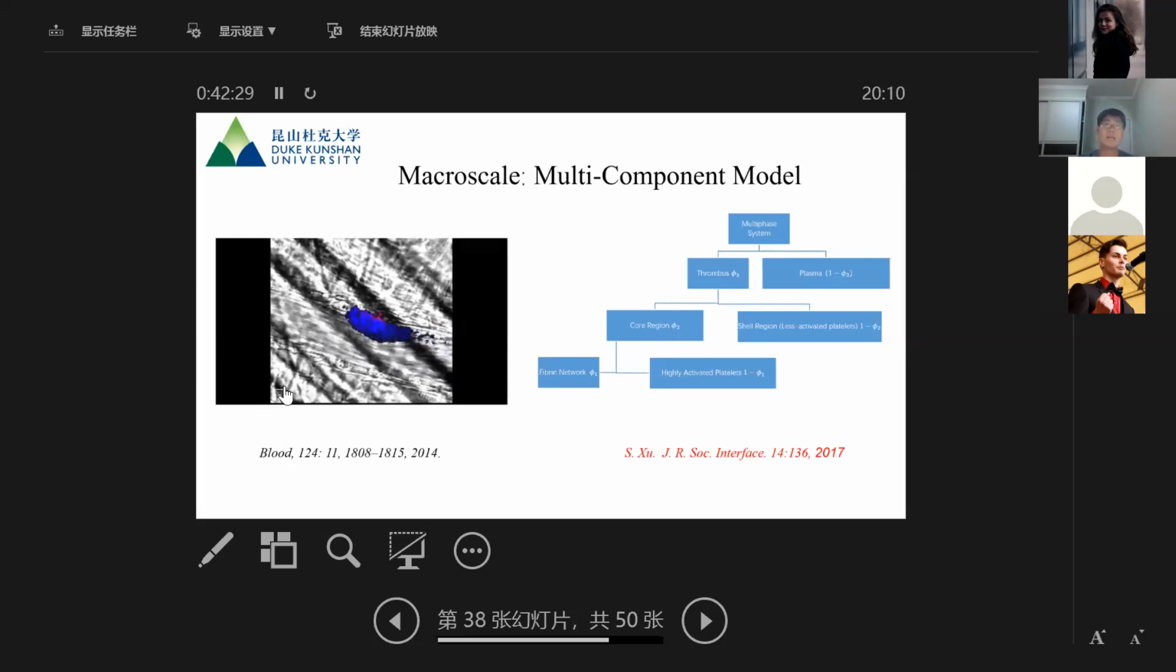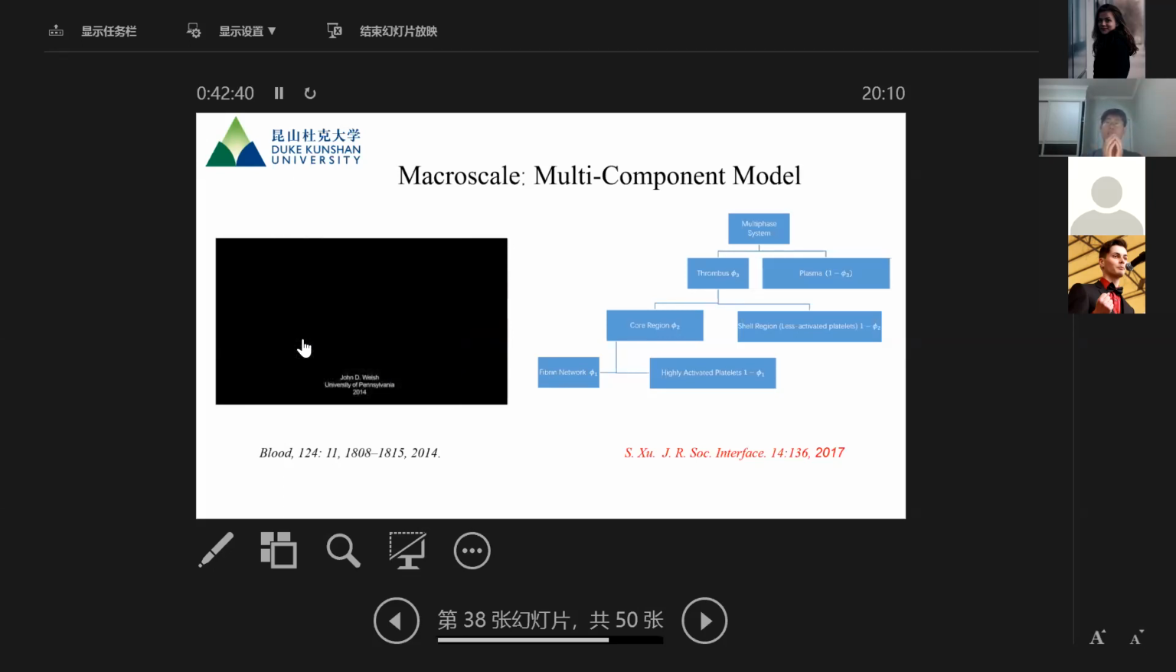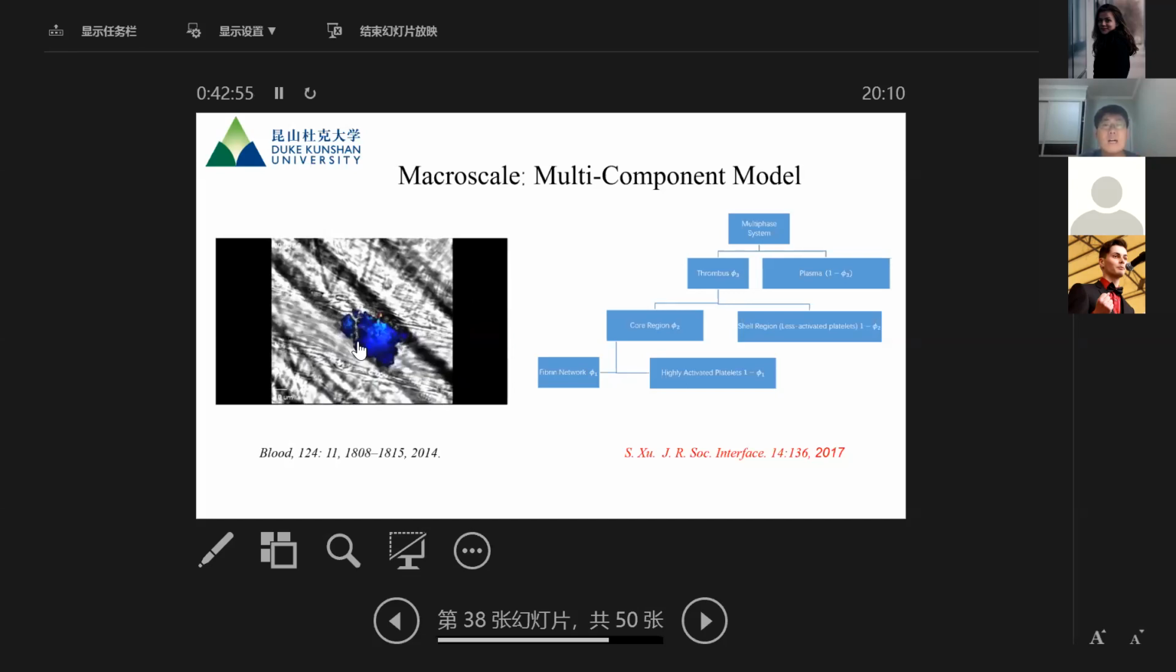You can see that in the beginning, the heavily activated platelets will form a close-packed core region. Because the clot is heavily deformed, they can pack very close to each other, so it's called the core region. And then some less active platelets will form the shell region. It's loosely packed. You can see this blue part is the shell region, okay?